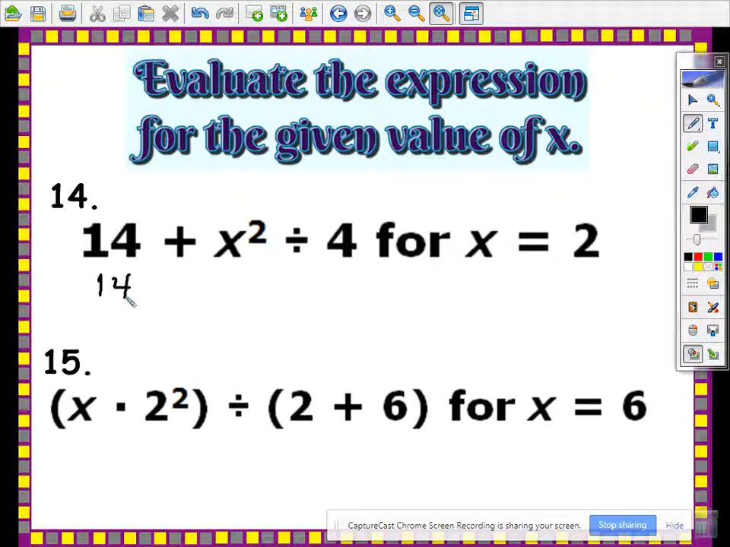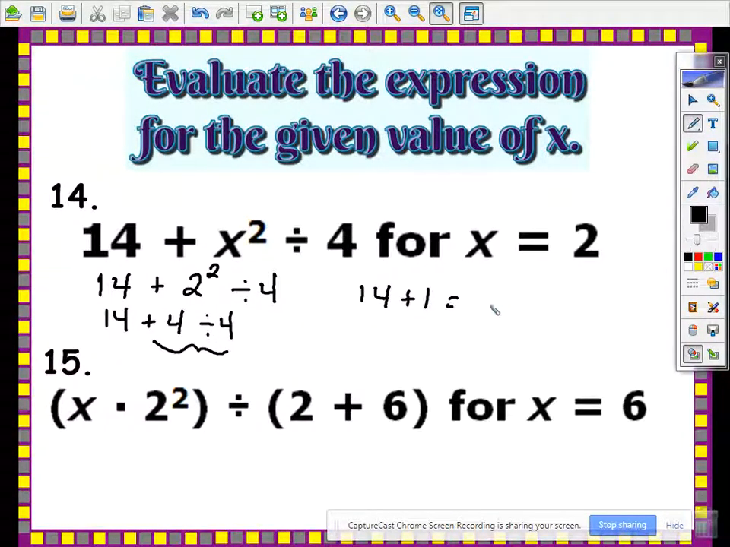All right, so we have 14 plus. We're going to plug the 2 in, substitute 2 for x, divided by 4. According to the order of operations, we do exponents first. So 2 squared is 4. And now we're left with an addition and a division. This definitely comes first. 4 divided by 4 is 1. So I have 14 plus 1, which is 15.